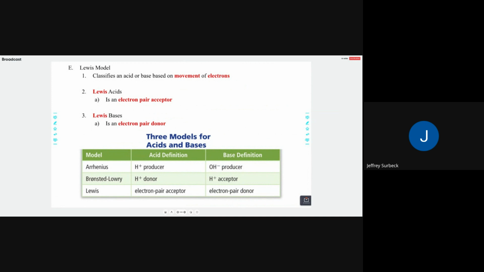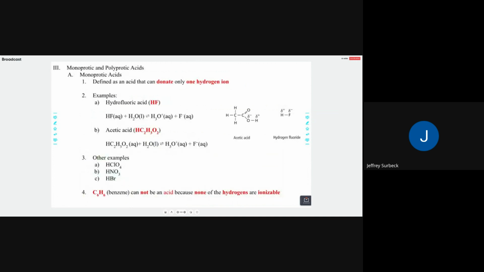This is a little bit different. A Lewis acid is an electron pair acceptor. A Lewis base is an electron pair donor. And I really like this chart here. Everything that we've talked about in terms of acids and bases is summarized right here in this particular chart. I don't spend a whole lot of time on Lewis acids and bases. It's really a way to classify organic chemicals as either acids or bases because sometimes they don't have that H plus to donate or accept.